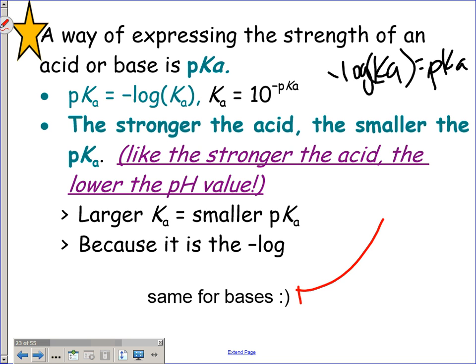We're going to start getting into bases as well more today, but Kbs do the same thing that a Ka does, except referring to bases, hydroxides, and so forth. So write down that information for yourself. The devil's in the details, so I'm trying to make sure you see the details.